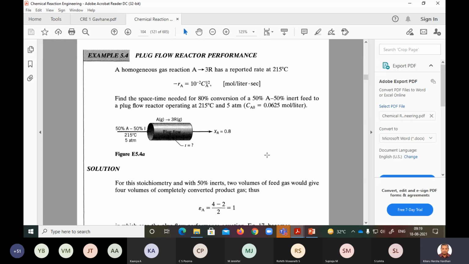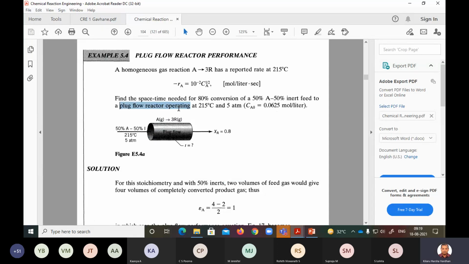Minus RA is 10 power minus 2, CA power half. So minus RA unit is giving you mole per liter second. Find the space time needed for 80% conversion, XA. The feed is 50% A and 50% inert, so it is not a pure A which is being present, right?